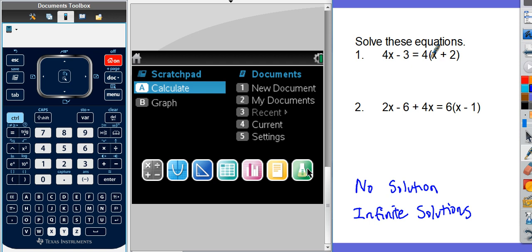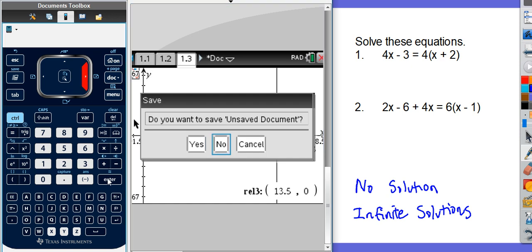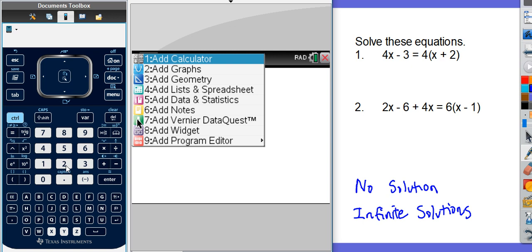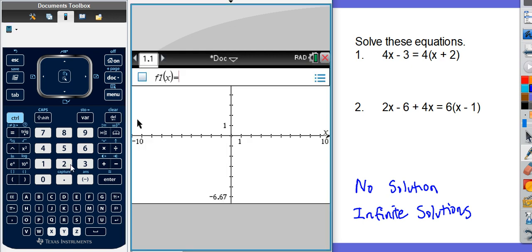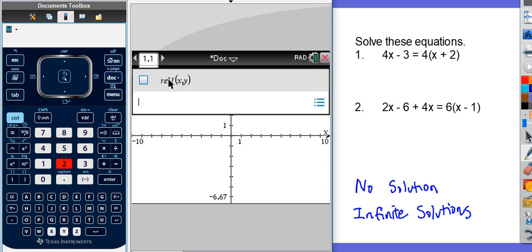So let's start off by plugging this into the calculator. We're going to go to a new document. One. We don't ever want to save anything, so no. All right, and we'll go to graphs because that's where we like to do our work. Menu 3, 2, get our relation. It's one of the things we're always looking for. And then we're going to type in our equation. So we'll go 4x minus 3 equals 4 parentheses x plus 2, close parentheses.